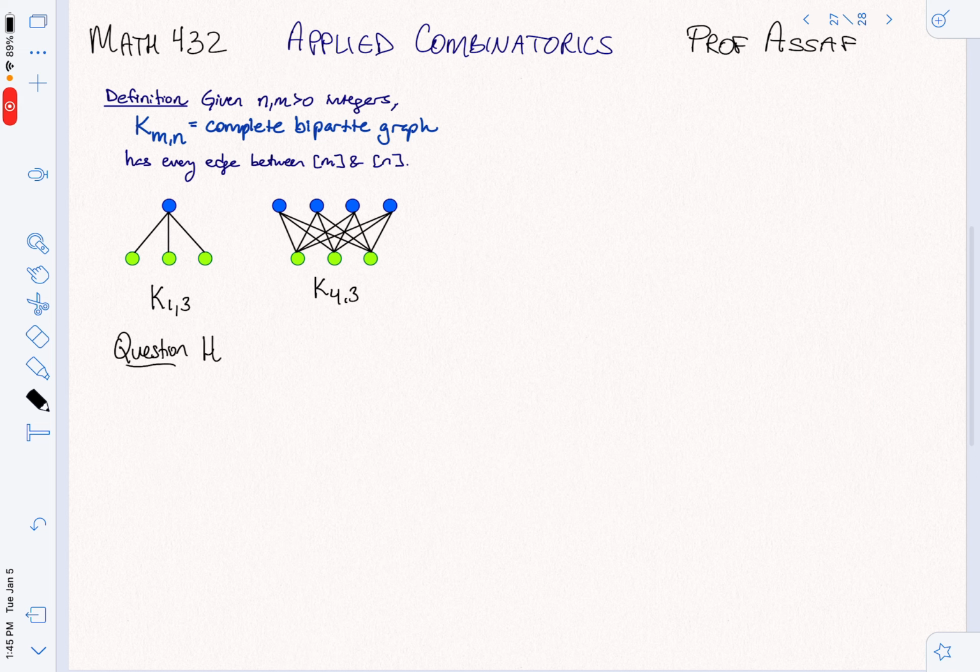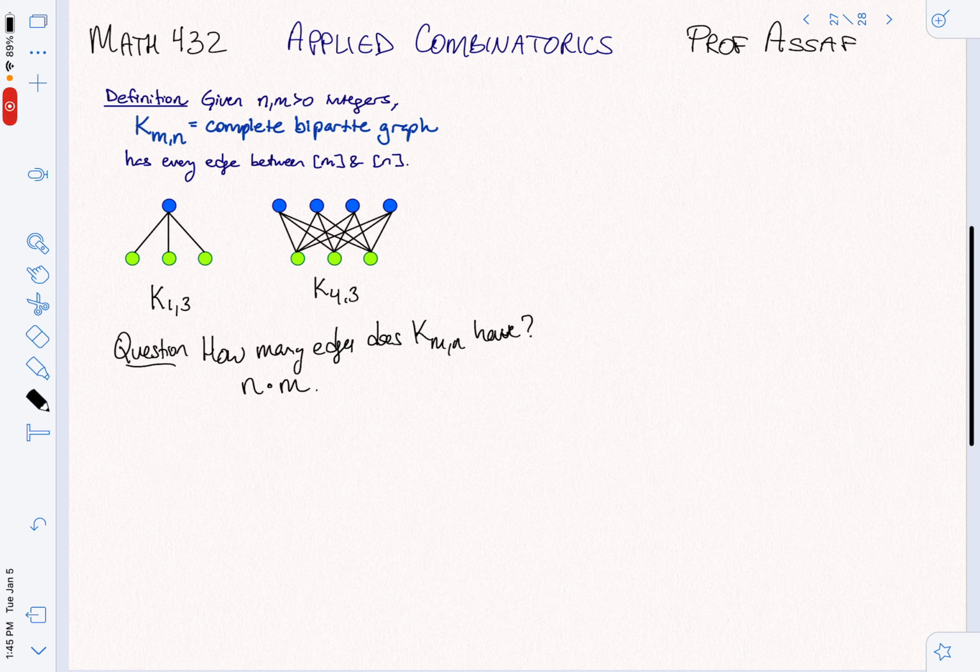Question: how many edges does K_{m,n} have? So this is a very natural question to ask. And then we can say, okay, well, for every one of the m blue vertices, you have to connect to n green vertices. So the answer is going to be n times m. So this gives us an upper bound on the number of edges for a bipartite graph.